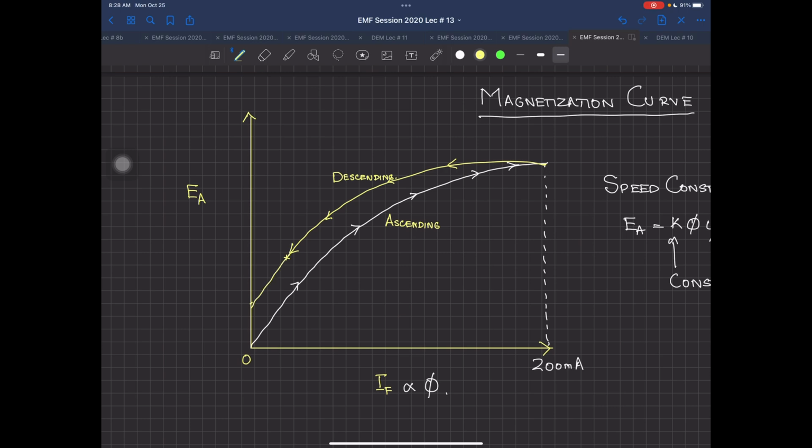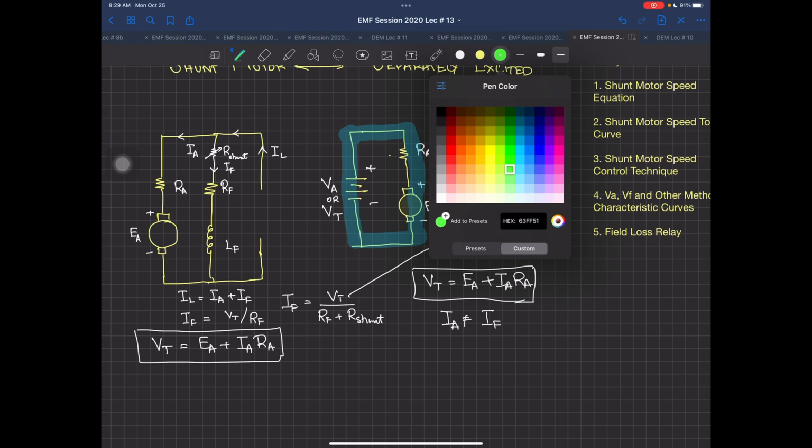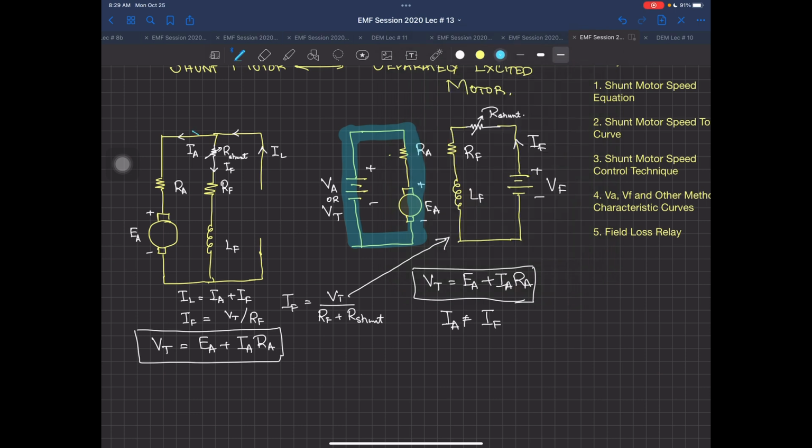Otherwise, in a shunt generator, you cannot do it. Suppose I want to convert this one into a generator, see this very carefully. I don't have this supply over there. Now I mark it in some different color. This time IA will be in this direction, IF will still remain in this direction, and IL will now be in this direction.